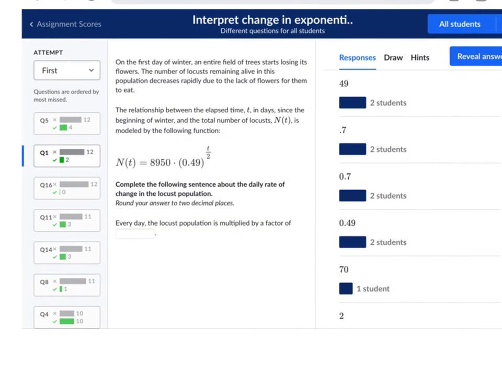So this one, you could read through all this, but I can already tell what to do. So I'm really just focused on this right here. Every what day? Every 1 day, the locust population is multiplied by a factor of what? Well, okay, in order for this to work, t is in days, so we're good there. T is in days, complete the following daily rate every 1 day. So we don't have to worry about changing the unit.